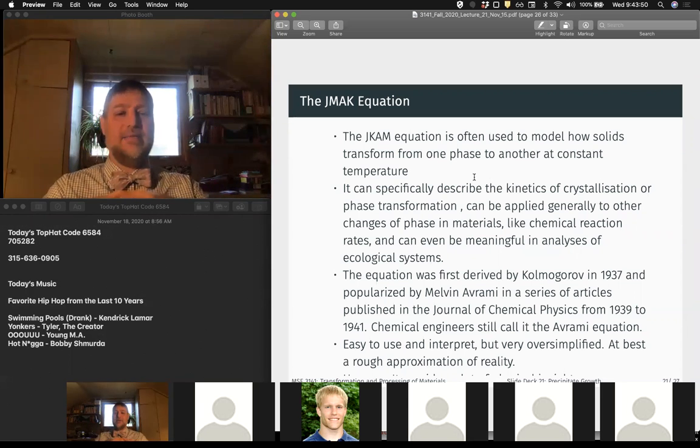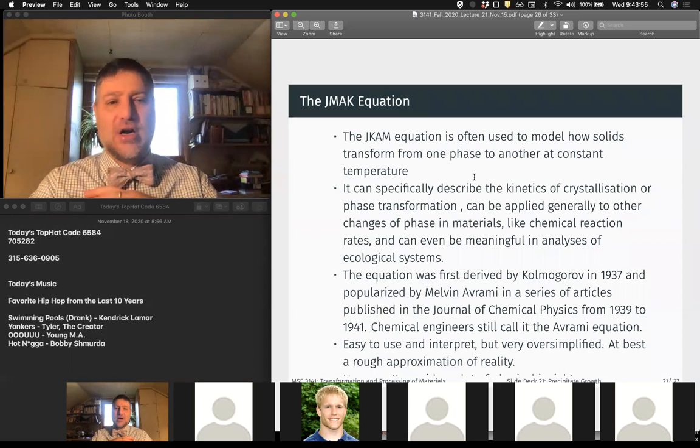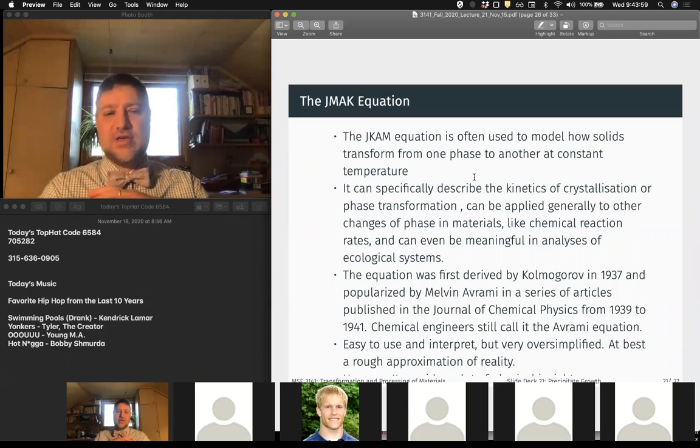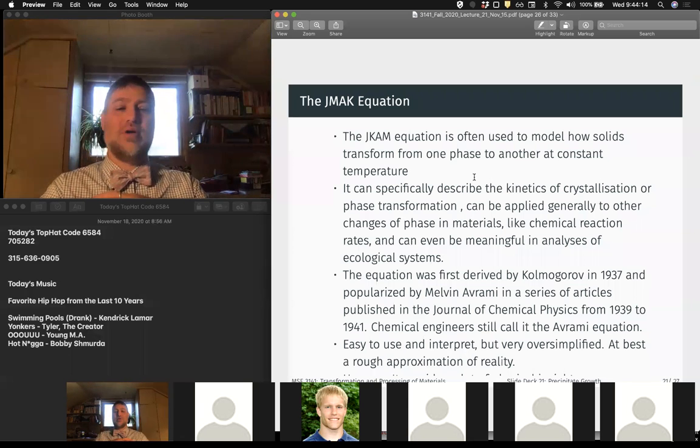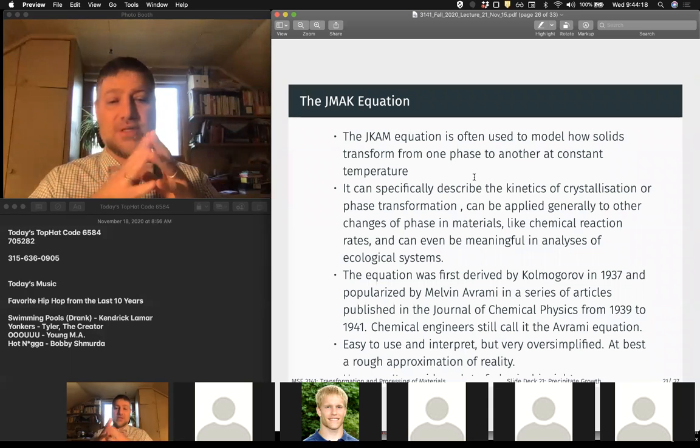It can be used for a wide range of systems: crystallization or phase transformation, other changes of phase in material, even things like spin transitions in quantum materials, also in chemical reaction rates. Sometimes it's used in ecological systems.